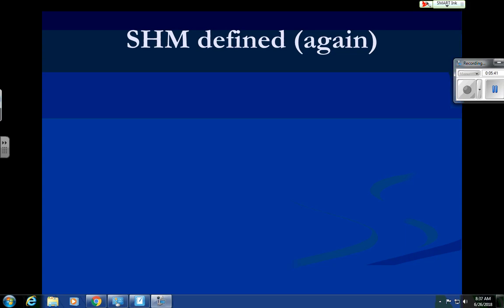Okay, we'll review simple harmonic motion again and the definition of it. If you want, hit pause and think about it for a minute and see if you can remember what the properties are that are required to create simple harmonic motion. I'll show you that here in just a second.